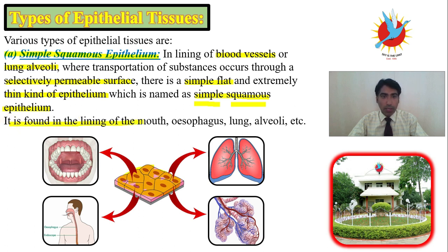It is found in the lining of the mouth, as you can see here. It is also found on the inner surface of the esophagus. In this diagram you can see it is also present on the inner and outer side of the lung. It is also present as a covering inside the alveoli, the balloon-like structures inside the lung, which are responsible for gaseous exchange, the transportation of carbon dioxide and oxygen.